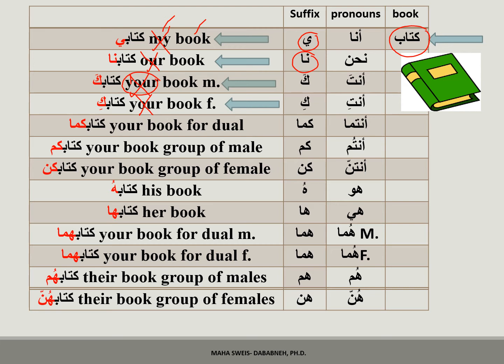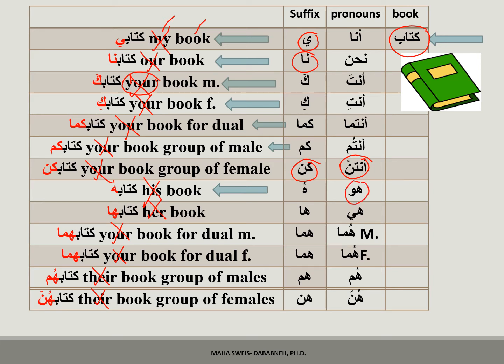كتابك. For أنتما, we suffix كاف ميم ألف. Again, we don't use all the pronouns. Instead of the pronouns, we suffix all these letters. So you have to memorize all these letters. Let's continue. For أنتم, group of males, we say كتابكم. For أنتن, sorry, I forgot this one. For أنتن, we suffix كاف نون and we say كتابكن.